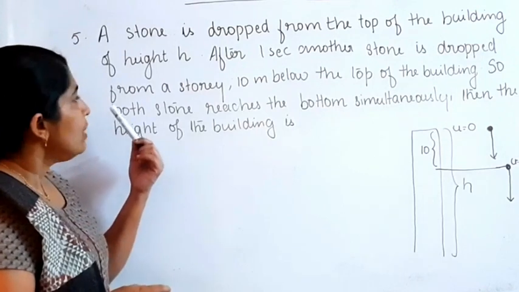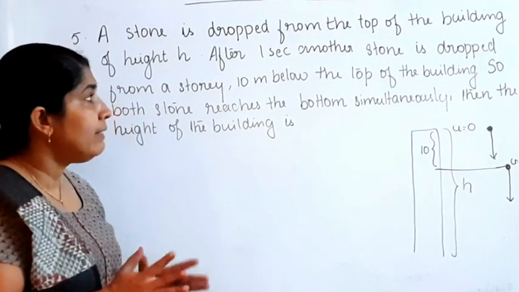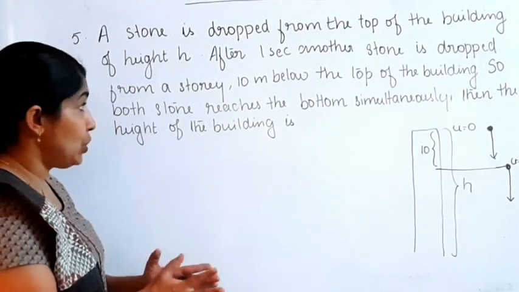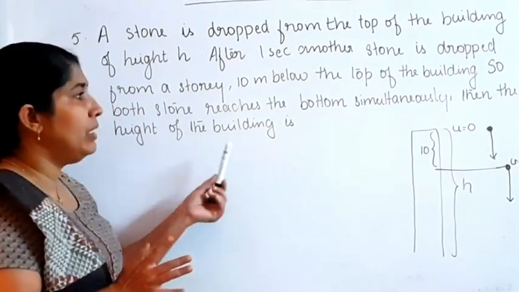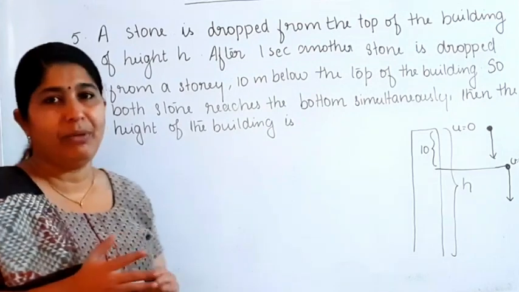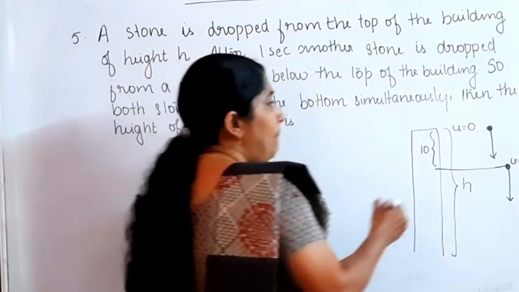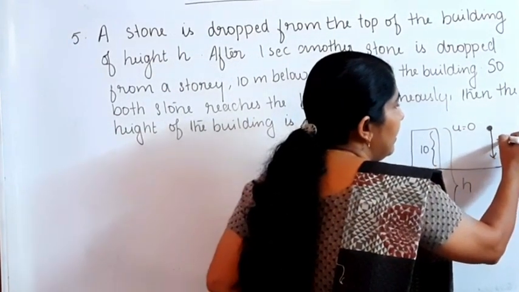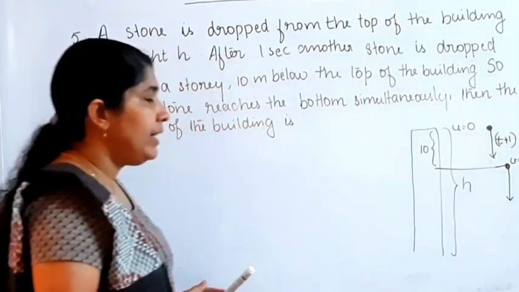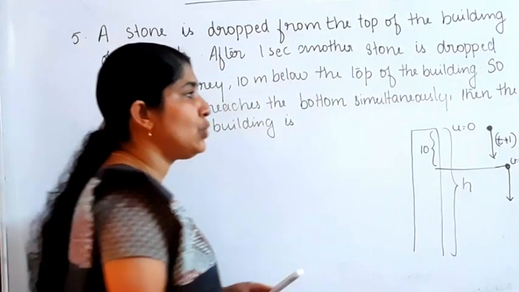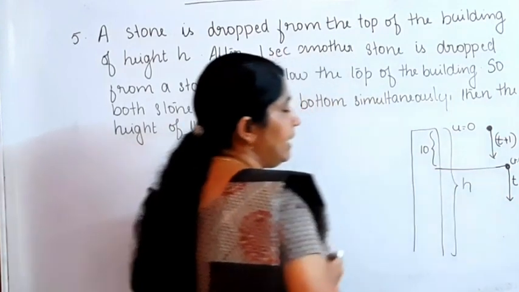Both the stones reach the bottom simultaneously. Then we want to find out the height of the building. Here we can take t plus 1 as the time taken by the first stone to reach the ground. Then the time taken by the second stone to reach the ground is taken as t, because 1 second delay is there.